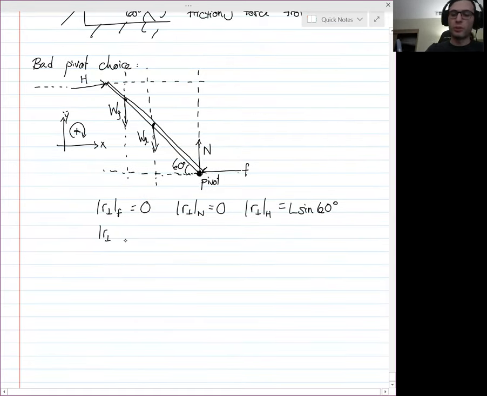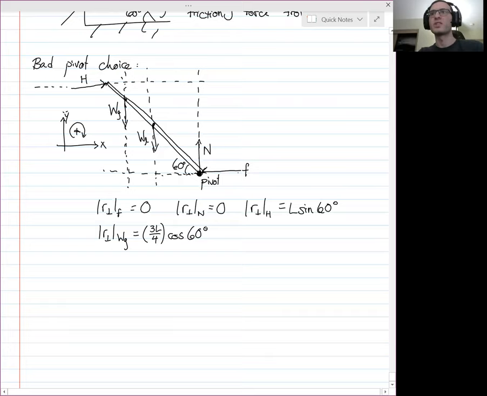Our perpendicular of the weight of the guy is going to be, well, the distance between this line and the pivot point. So that's that distance. That is 3L over 4, he's 3/4 of the way up, times the cosine of 60 degrees.